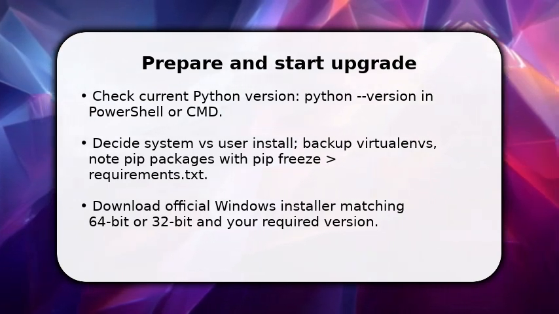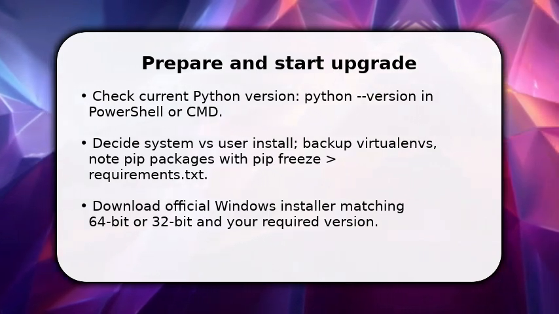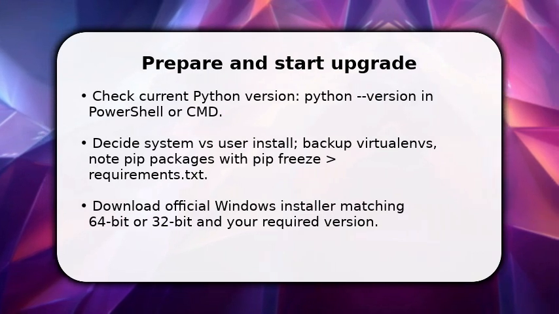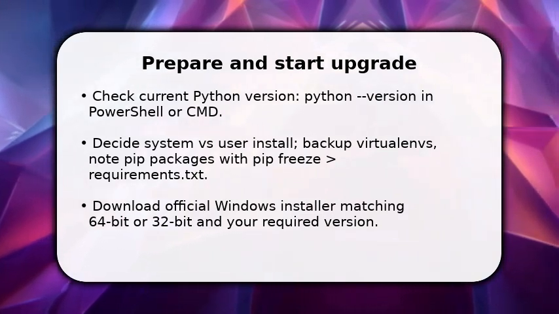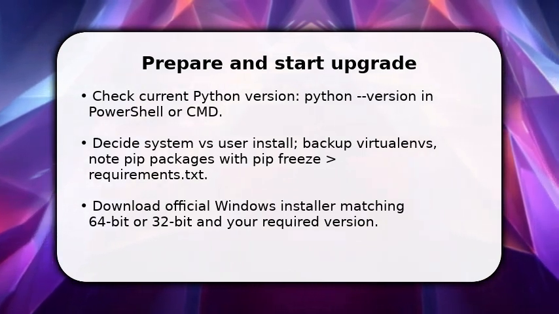Make a quick decision. Will you install for all users or just your account? Then download the official Windows installer that matches 64-bit or 32-bit. These steps get you ready to run the installer without surprises and preserve your working environments.